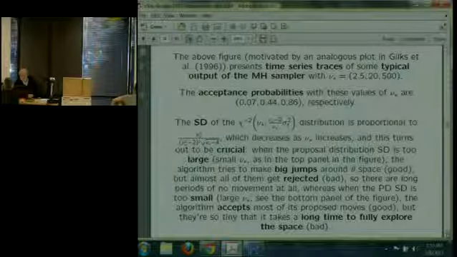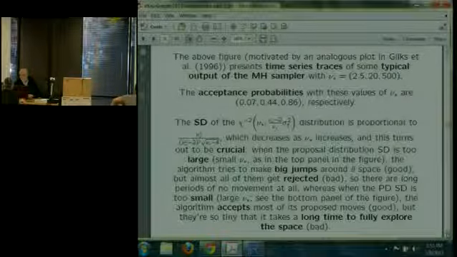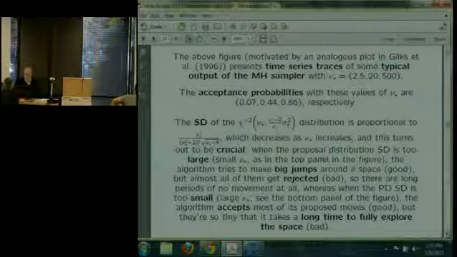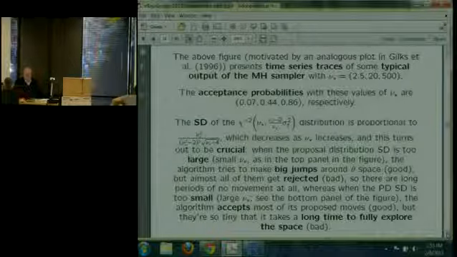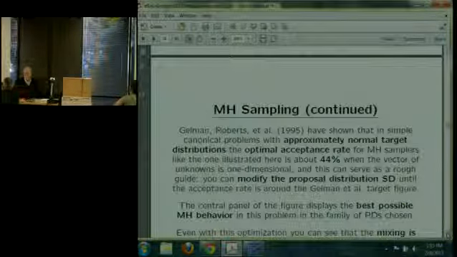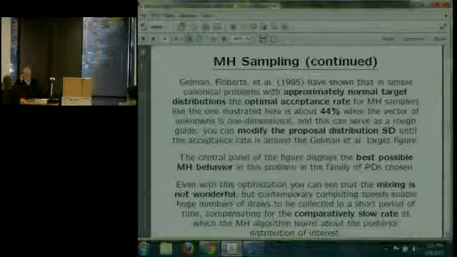At the other extreme, with large nu star, which corresponds to large proposal distribution standard deviation, oh no, the other way around. They have an inverse relationship. When the PDSD is too small, that corresponds to a large value of nu star. Then the algorithm accepts almost all of its moves, but it takes a long time to fully explore the space, and that's not good. And so right in between, the nice porridge just right turns out to be the 44% acceptance rate for one-dimensional unknowns.